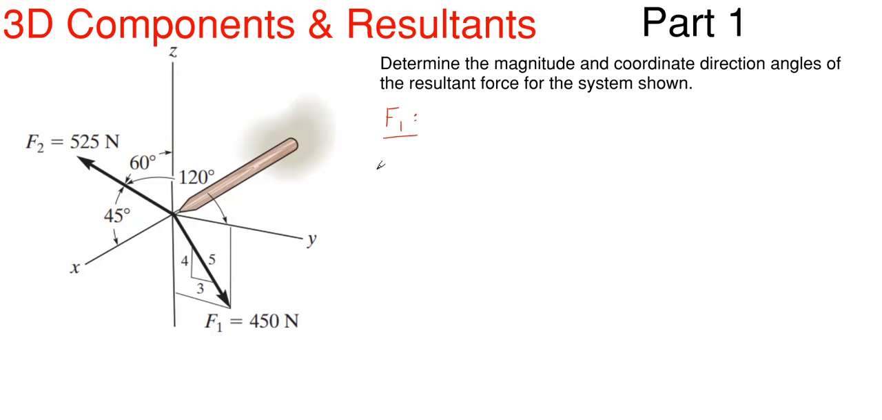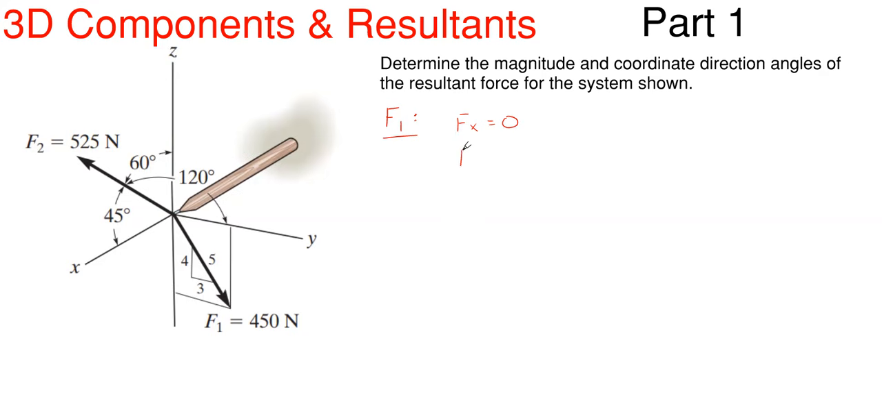Let's start with F1, which is down here at the bottom, and is 450 newtons. Looking at the directional arrow given for F1, we have a 3, 4, 5 triangle along the Z and Y plane. This means that the Fx component for F1 will be 0, because it doesn't have any directional force along the x-axis. It is strictly only in the y and z. There is no percentage of F1 in the x direction. So that's a pretty easy one right off the start.